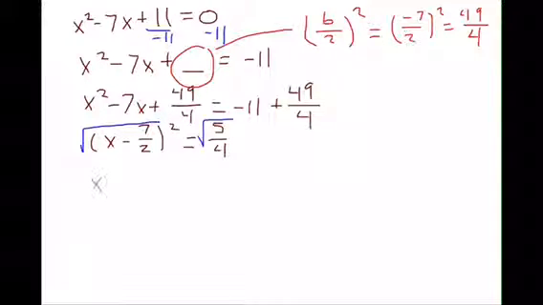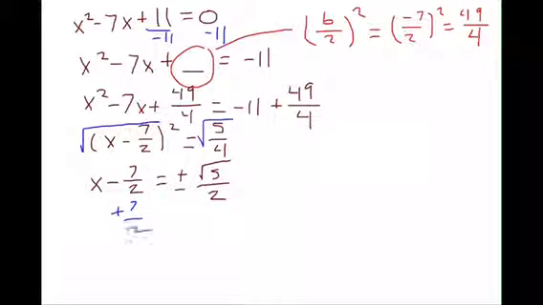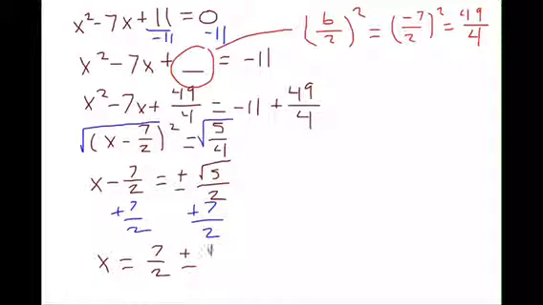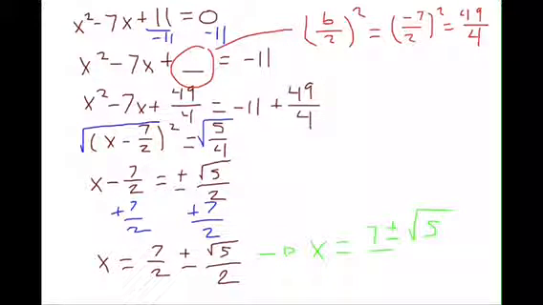So now we have x minus 7 over 2 equals plus minus the square root of 5 over the square root of 4, which is 2. So now we have to add 7 over 2 on both sides to get x by itself, leaving us with x equals 7 over 2 plus minus the square root of 5 over 2. So since they both have a denominator of 2, the final answer would be written as x equals 7 plus minus the square root of 5 over 2.